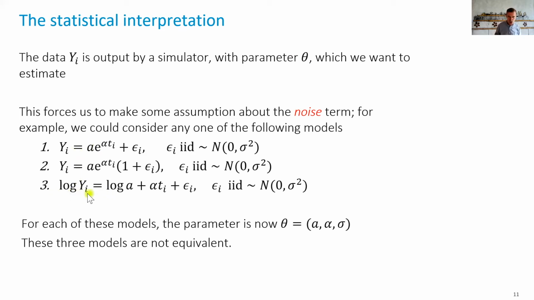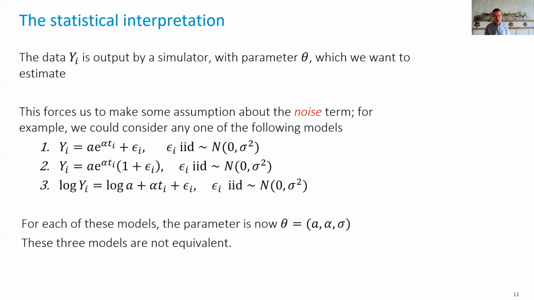Another model, which is in log scale, consists in saying that in log scale the error is, like for the first model, of the same magnitude at all points. There are 3 models, and of course you could combine the elements I've given and have many more models. For each of these models, because we model the noise, we also have another parameter, which is the variance of the noise. Those 3 models are not equivalent.